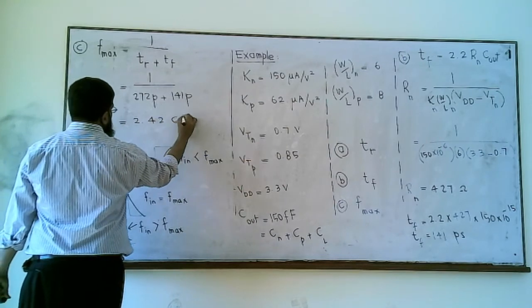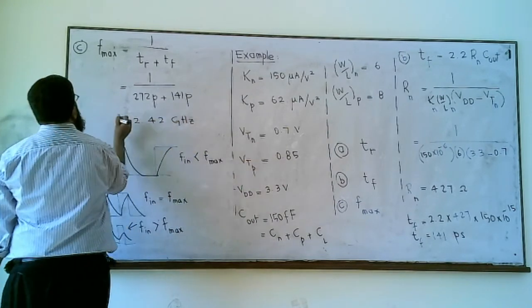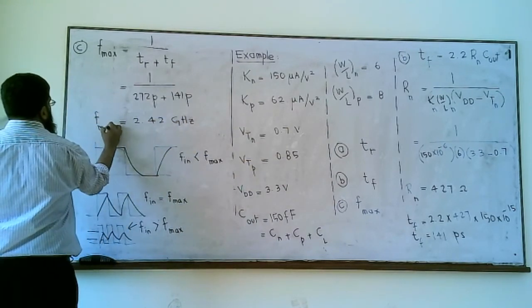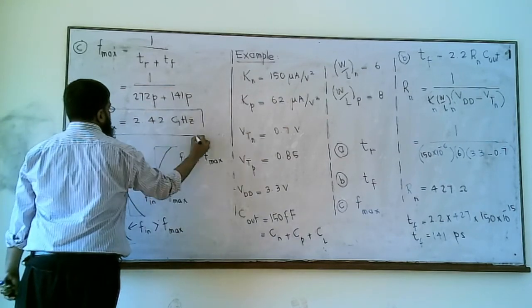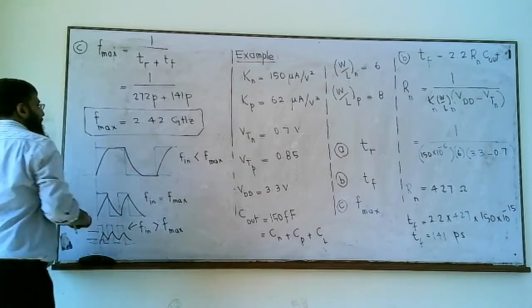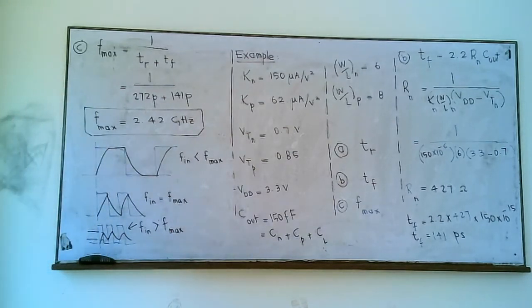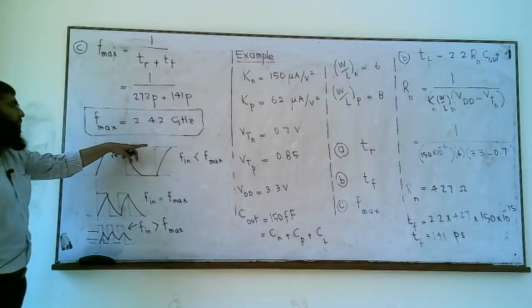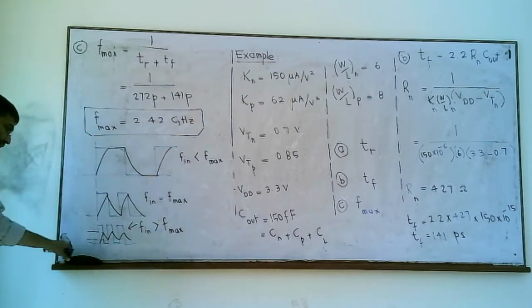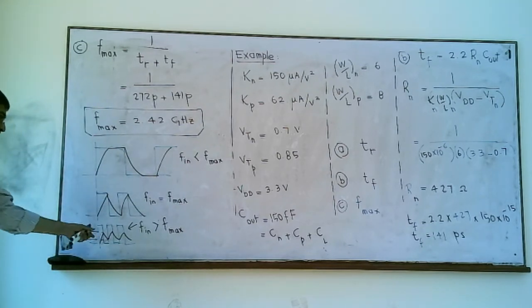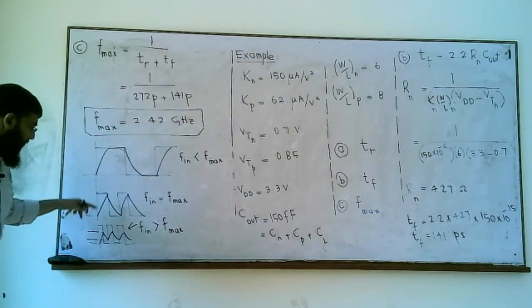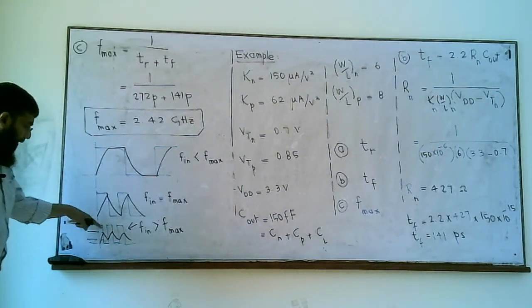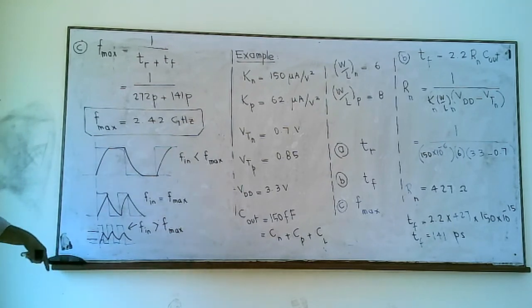So 2.42 gigahertz: if we work on input signals that have frequencies less than 2.42 gigahertz, we will have definite output levels at the output of the gate. If we work with frequencies greater than 2.42 gigahertz, we will have a situation like this where the output doesn't have definite levels because the output has not yet reached its level and the input has changed its level from logic 0 to 1 or vice versa.